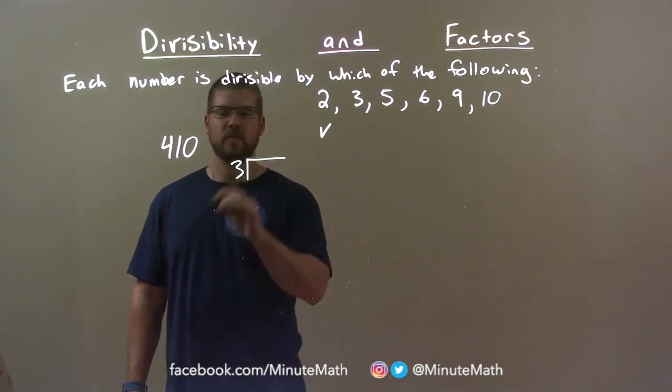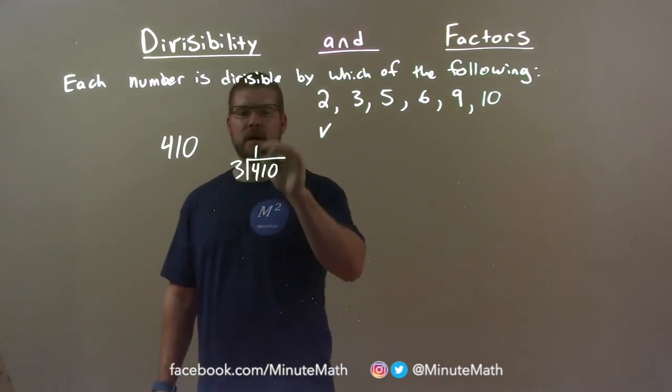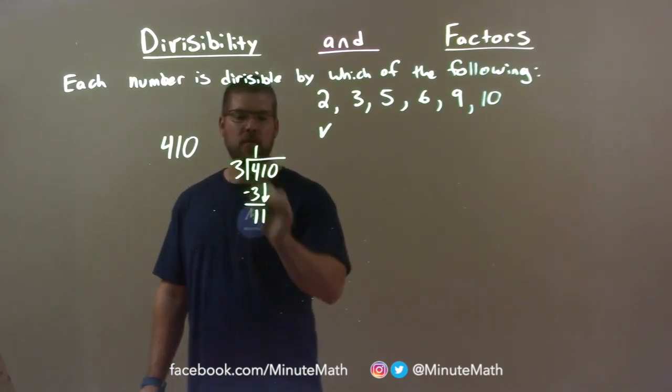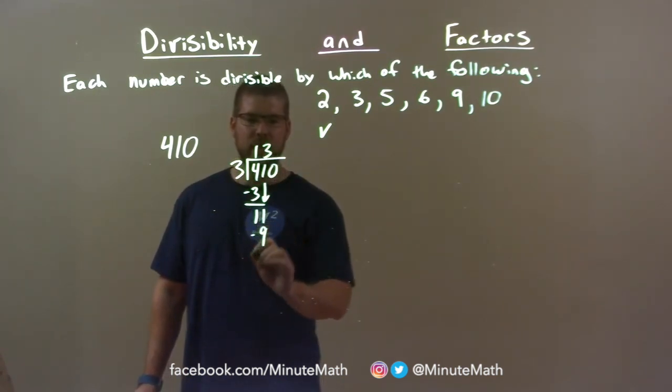Long division. Does 3 go into 4? Well, 3 goes into 4 one time. 1 times 3 is 3. Subtract the 2. 4 minus 3 is 1. Bring down this 1. 3 goes into 11. Well, 3 times 3 is 9. Subtract the 2. 11 minus 9 is 2.